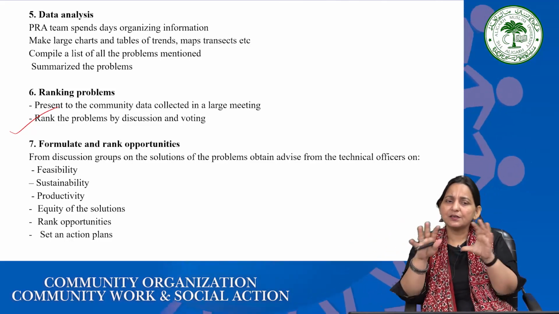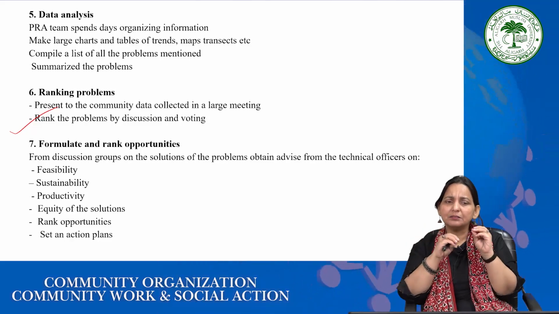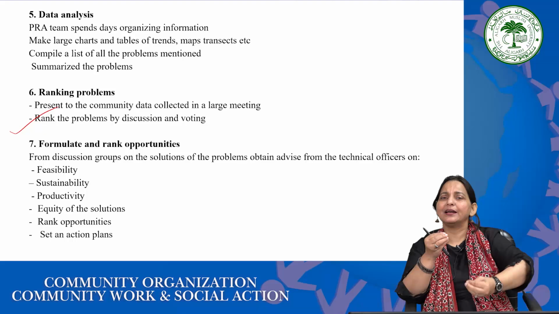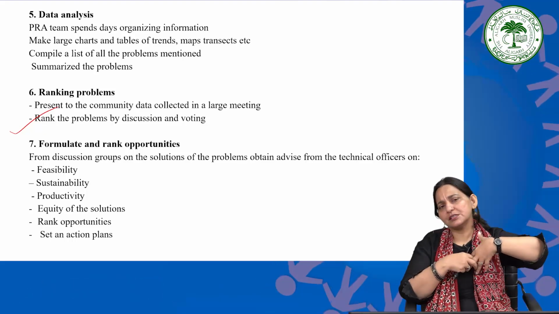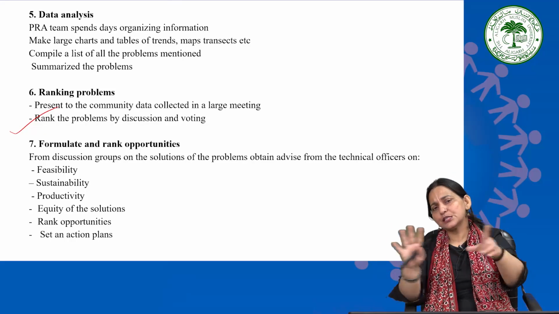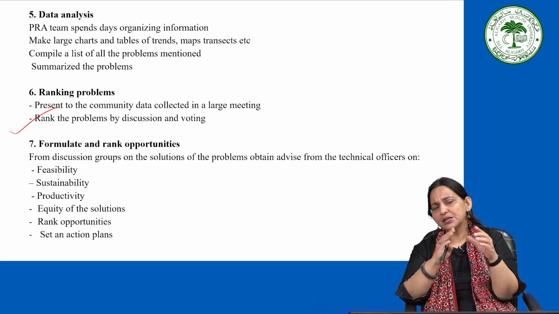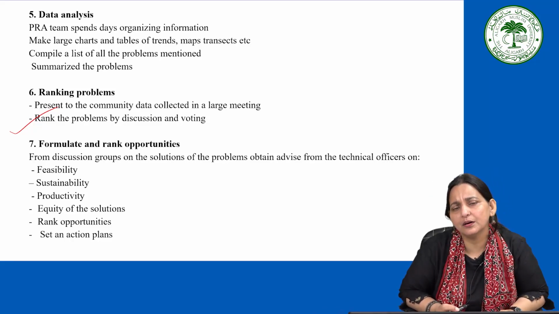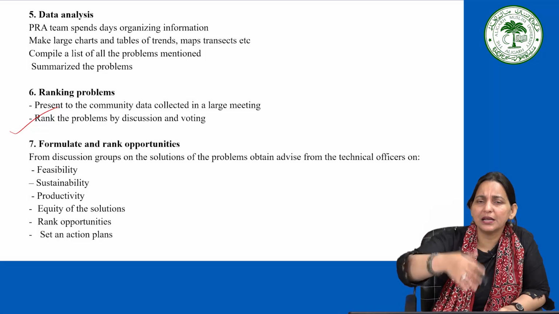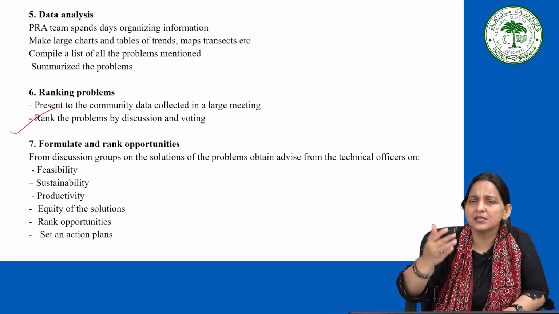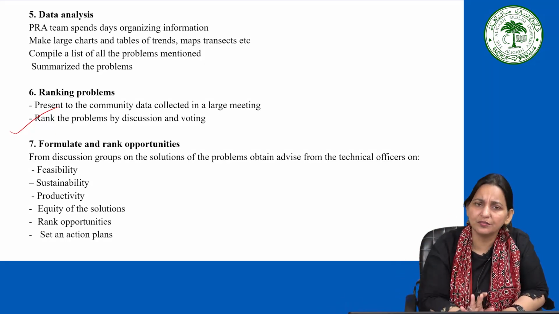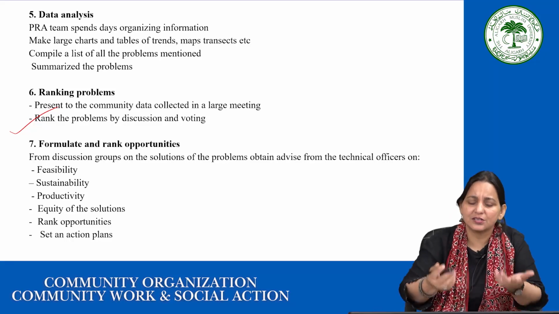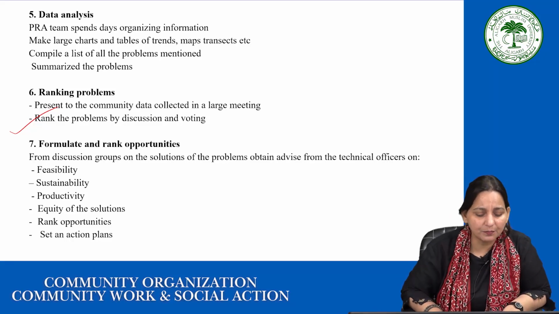But here I just want you to understand that after getting the information about the problems and issues, you can also prioritize them, deciding which problem is of prime importance as per the consensus coming out from the community. Then accordingly you intervene and plan the action, taking the problem considered of prime importance first, and the next problem will be taken next time. Formulate and rank opportunities.